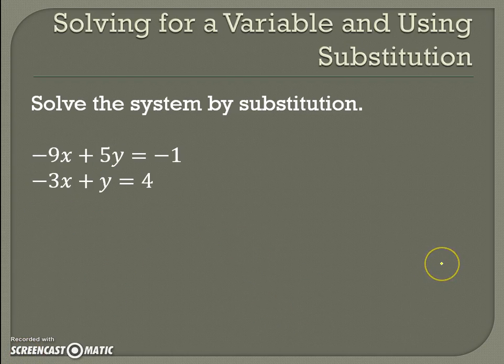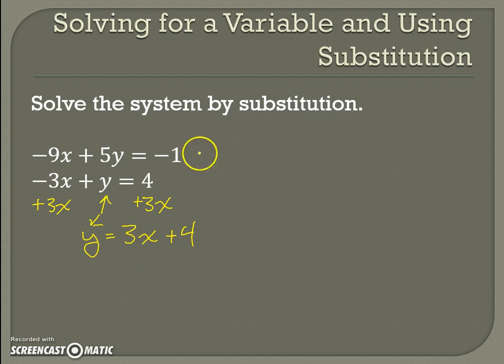All right, so solving for a variable and then using substitution. On these particular ones, notice that a variable isn't isolated, but there is one where it's pretty easy to isolate. This one right here. If I add 3x to both sides, I can very easily isolate that y. So now I have the y isolated, and I can take this and substitute it in for this y. So I'm going to have, right over here so I have room, negative 9x plus 5, but instead of y, I'm going to write 3x plus 4.